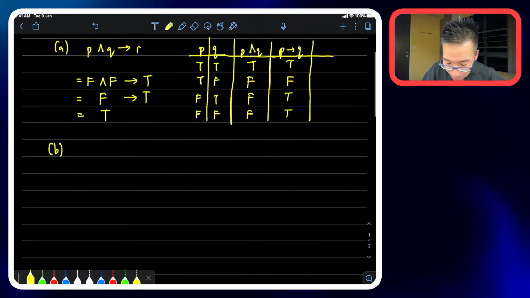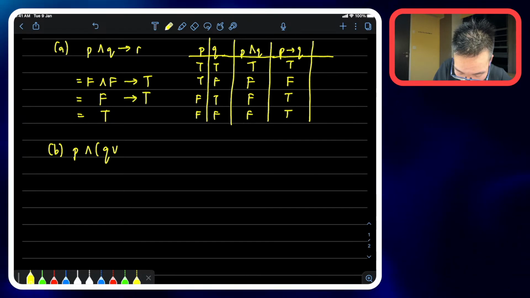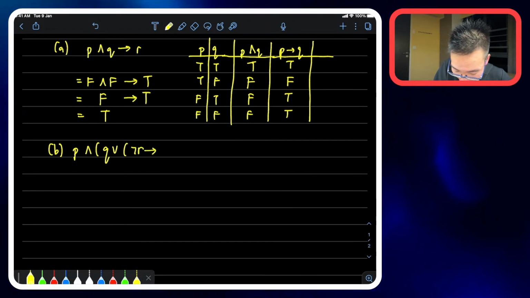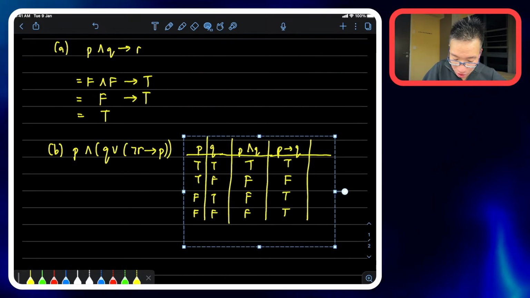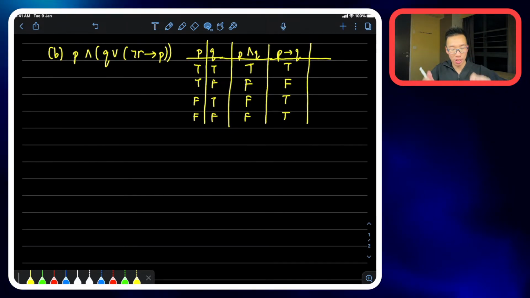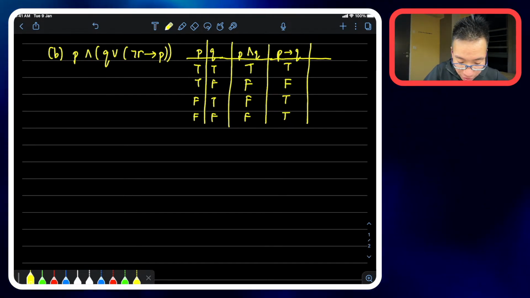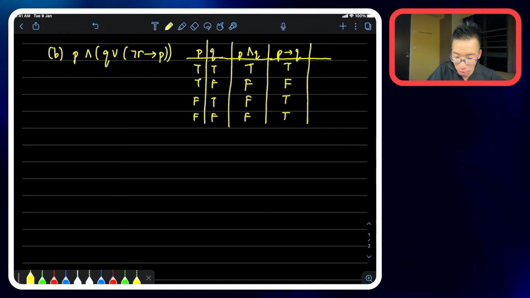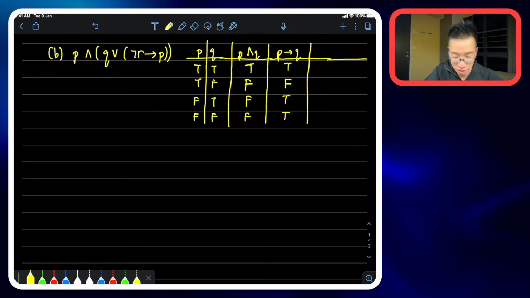Okay, the second proposition of interest is this one: P and Q or not R implies P. And we might want to bring this down just to help us track things. So we now see a few more operations. For example, the negation over there. We have a negation and we have the disjunction.